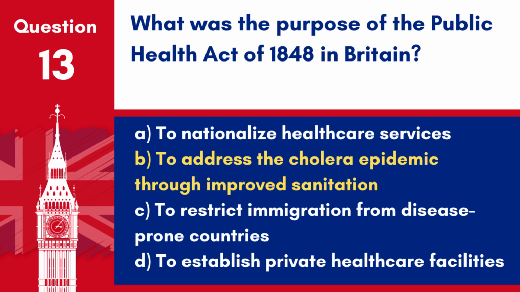The Public Health Act of 1848 was enacted in response to public health crises like the cholera epidemic, establishing a centralized board of health to oversee improvements in sanitation and public health infrastructure.